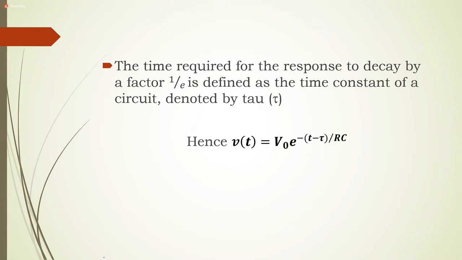So by definition, we are using the general expression: Vt is equal to V0 e to the minus t minus tau over RC. V over e, so this is the factor.